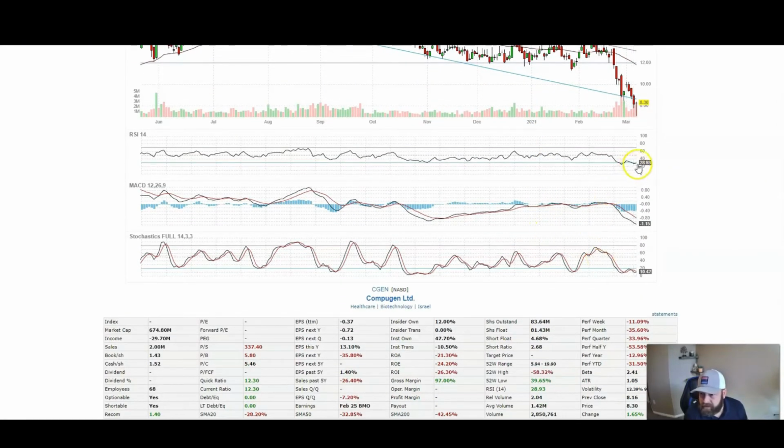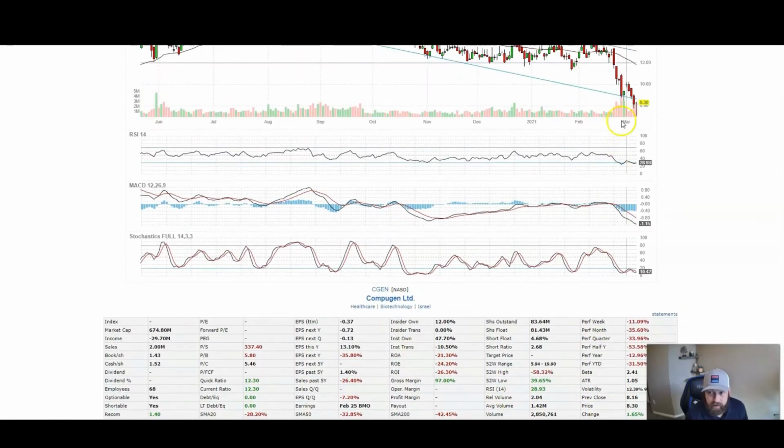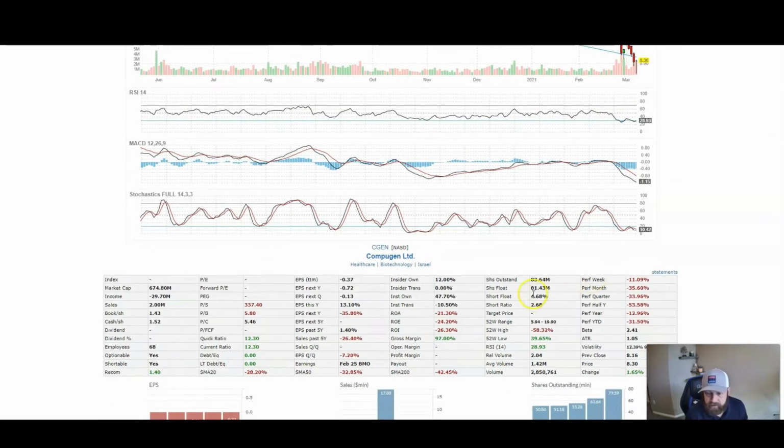Let's see, RSI starting to turn back up. MACD not showing anything. This is starting to flatten out. Yeah, the indicators don't look good on it. So with us waiting for the next day for confirmation, that's fine. It doesn't hurt to be on the list. 81 million float, average volume of 1.4. Yeah, we'll put it on the list. See what happens tomorrow.